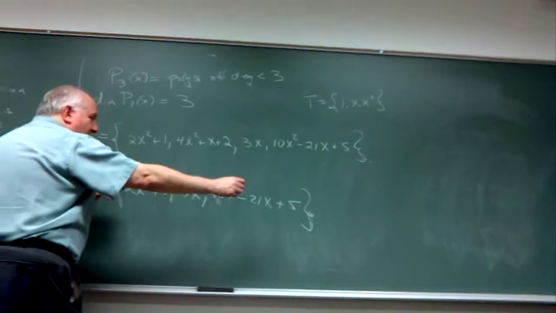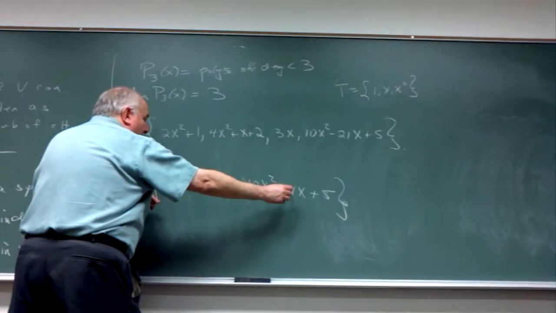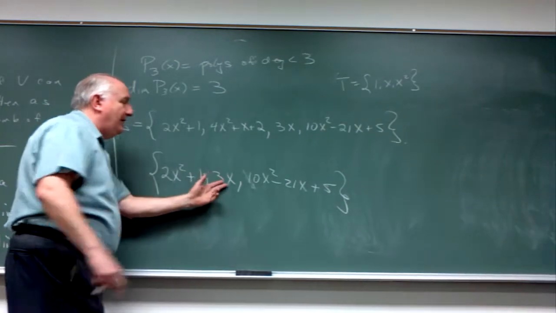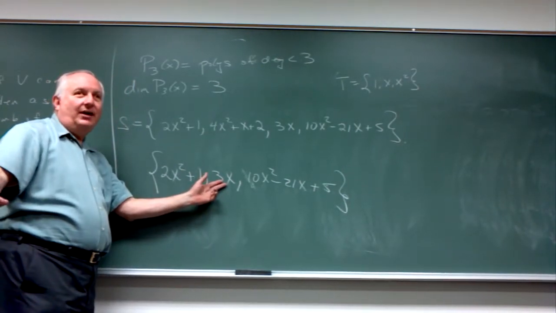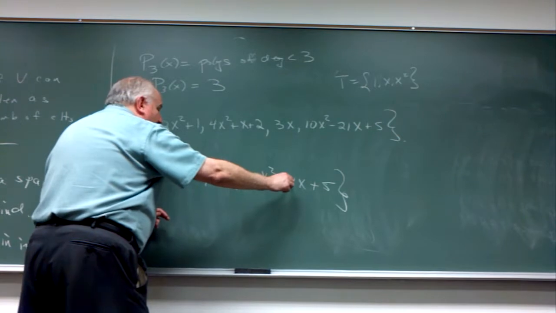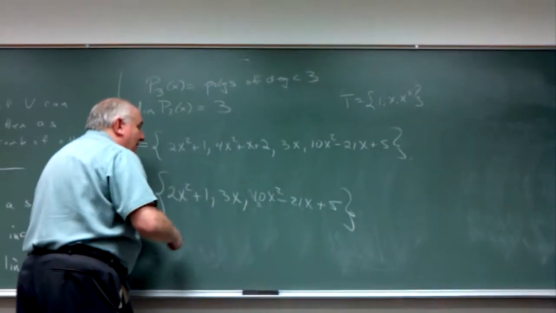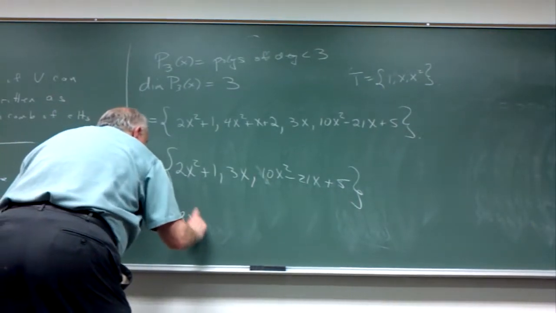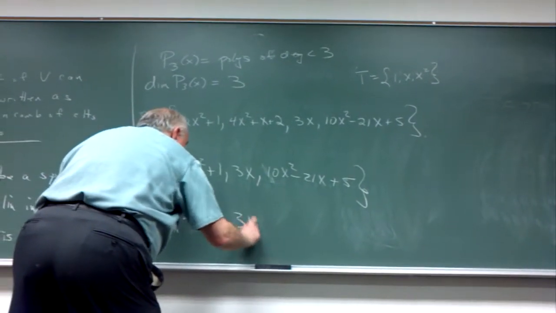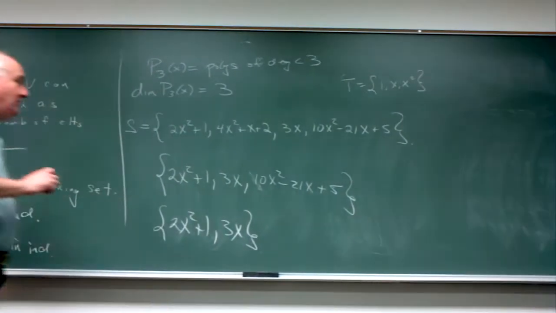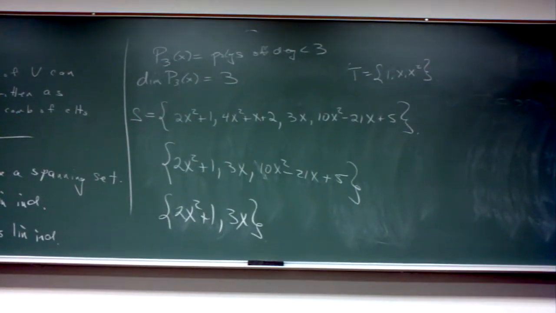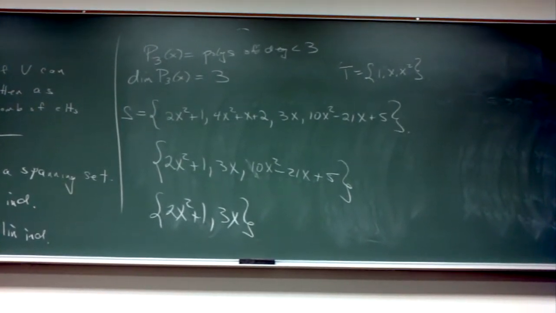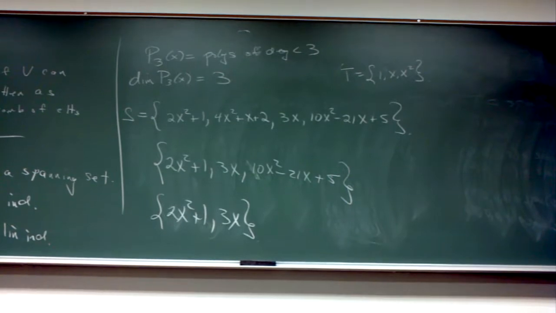Right. So what Jessica noticed is I can get the third one by taking 5 times this, that's 10x squared plus 5, and then some multiple of this takes care of the negative 21x. So this is a linear combination of these two. So anything that's a linear combination of these three is a linear combination of these two. So frankly, if you're looking for a shortcut, I think you actually found the shortest way to do this, because now I would know that there are fewer elements than the dimension, and therefore it cannot span.